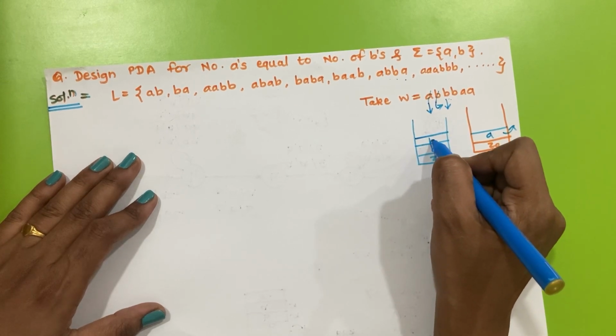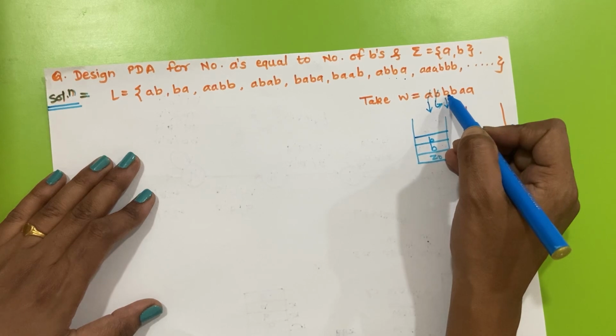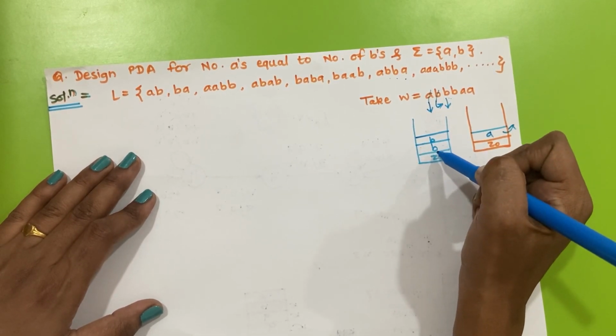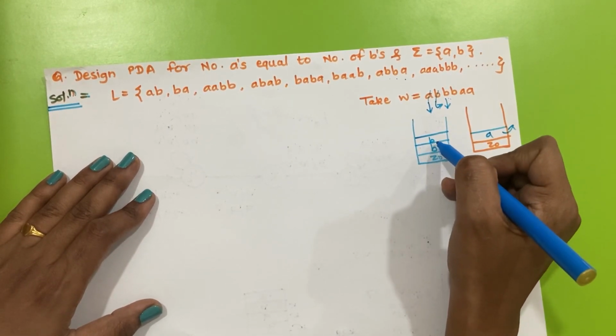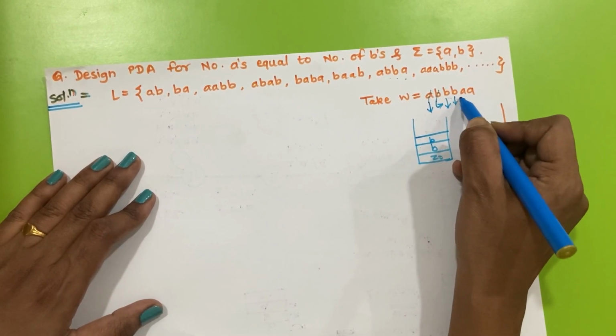because we don't want to match B's with B's. That's why we have pushed B's onto the stack. So now these two B's are pushed onto the stack. We will move right by one cell.